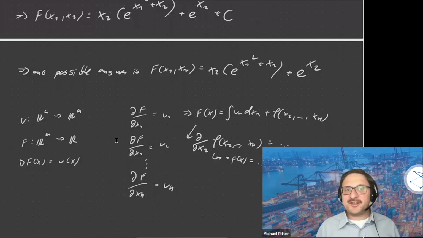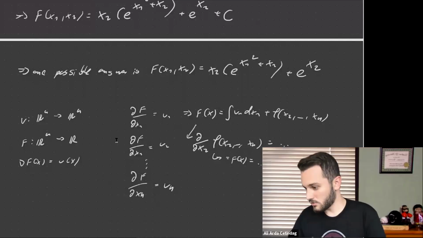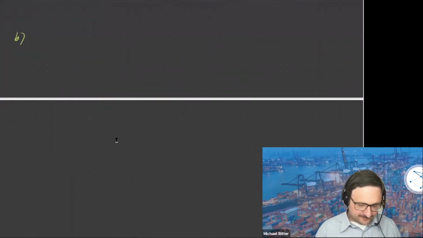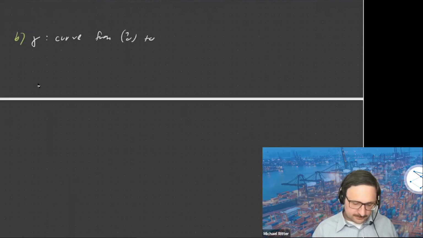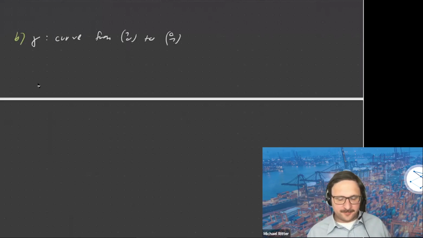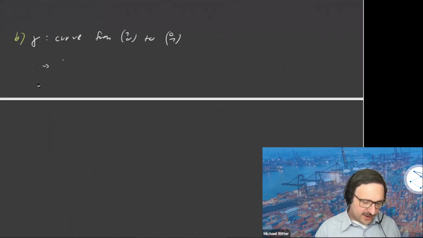Okay, any more questions? No. Not so far, good. So let's go into B. So in B, the question is, we have a curve, gamma. That's a curve starting from the point 1, 0, ending at the point 0, 1. And we're asked to determine the line integral of V ds along gamma.